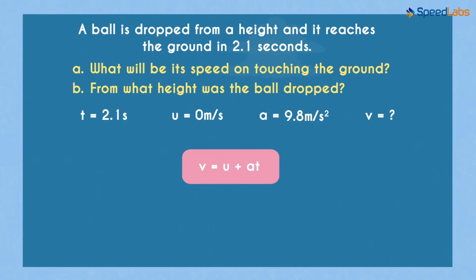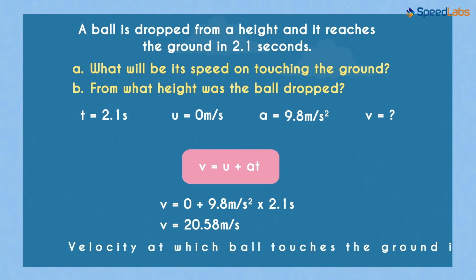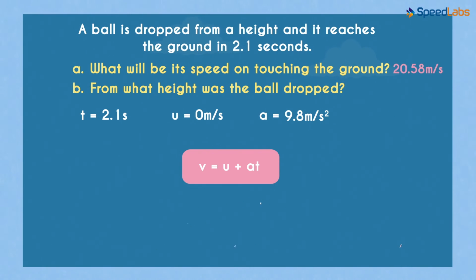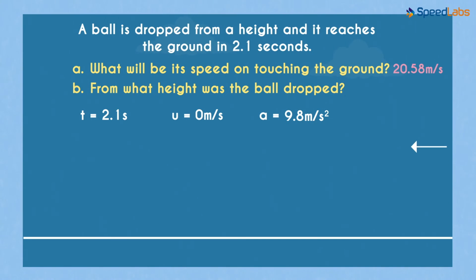Substituting the values, we get v as 0 plus 9.8 meters per second squared times 2.1 seconds. We get the value of v as 20.58 meters per second. To be precise, we say that the velocity at which the ball touches the ground is 20.58 meters per second downwards. In part B, we've also been asked for the height from which the ball was thrown.